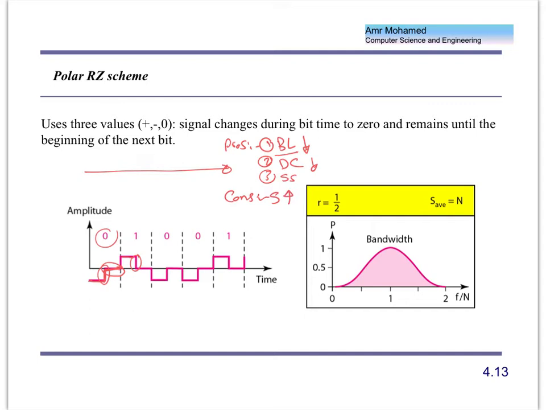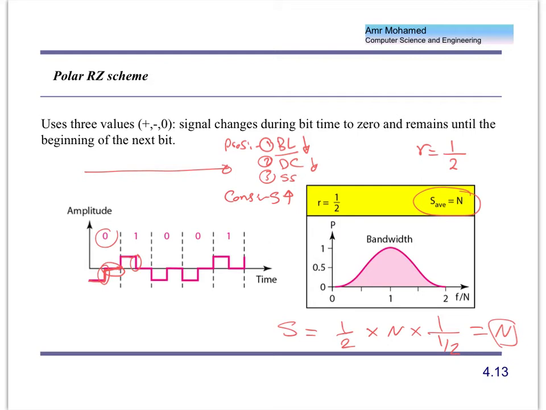Very high signal element, very high signal rate. Why? Because R here is the number of bit elements, which is 1, over the number of signal elements. You have 2 signal elements to represent each bit. So here the signal rate is half times n times 1 over R, which is 1 over half. So this is actually n. So the average signal rate here is double all the schemes that we have talked about before. So the signal rate here is double.